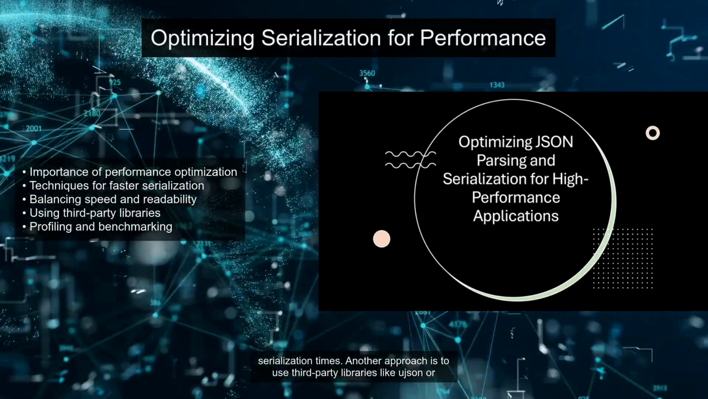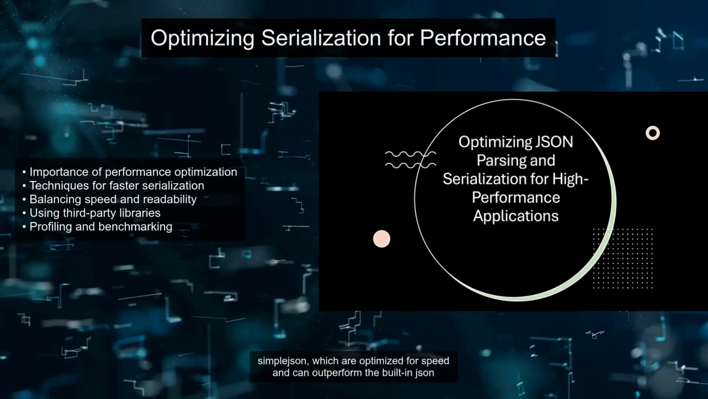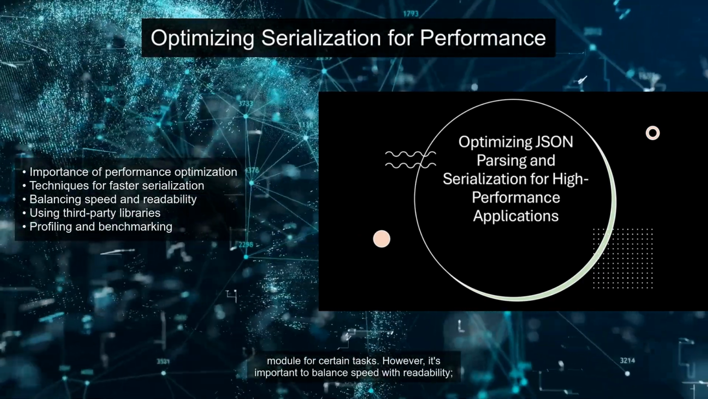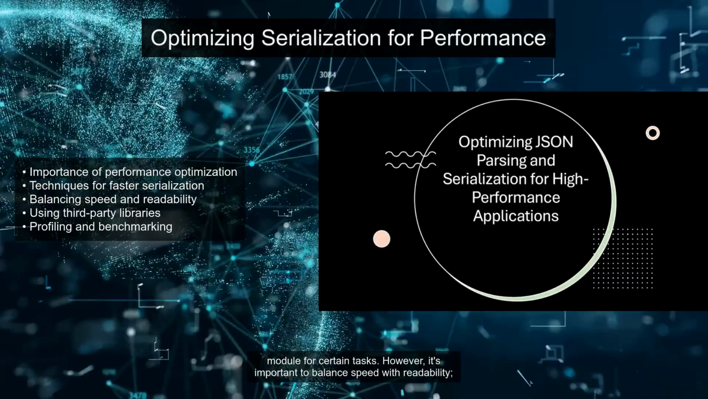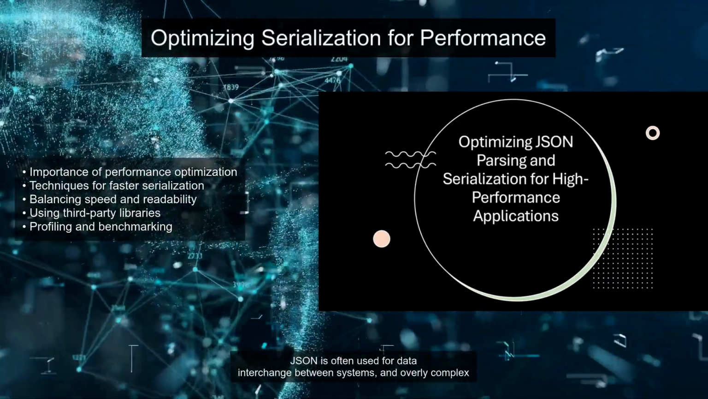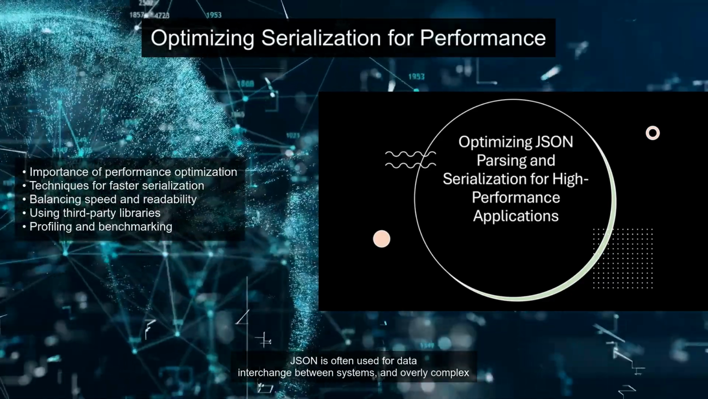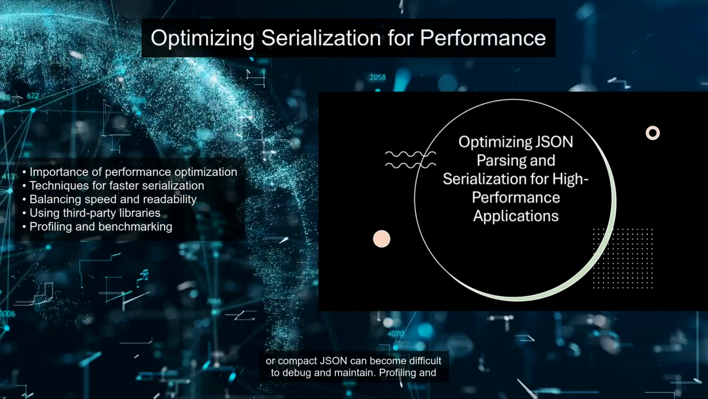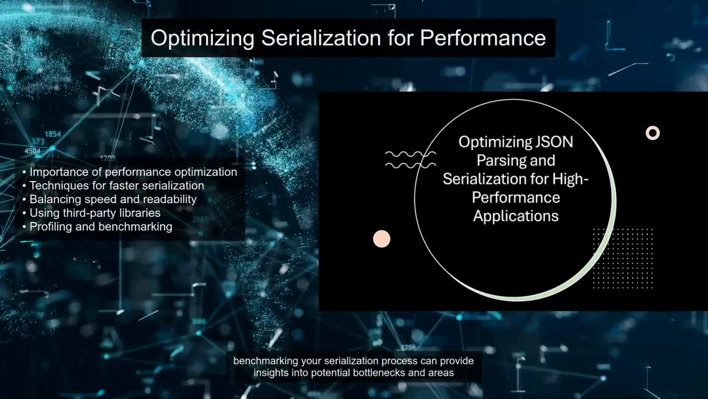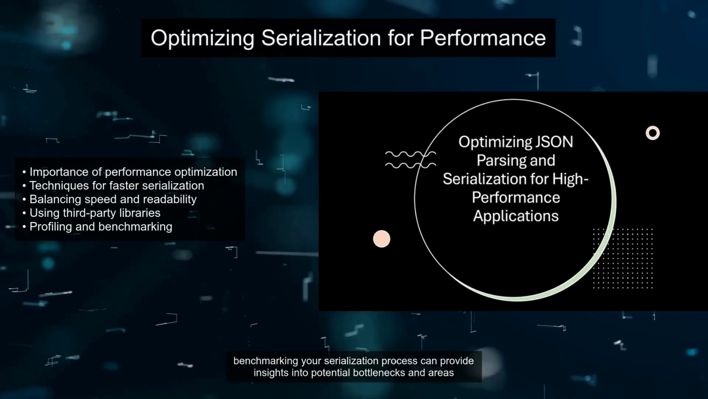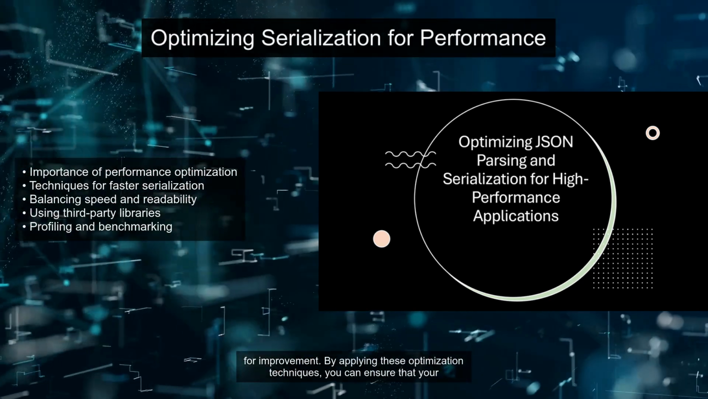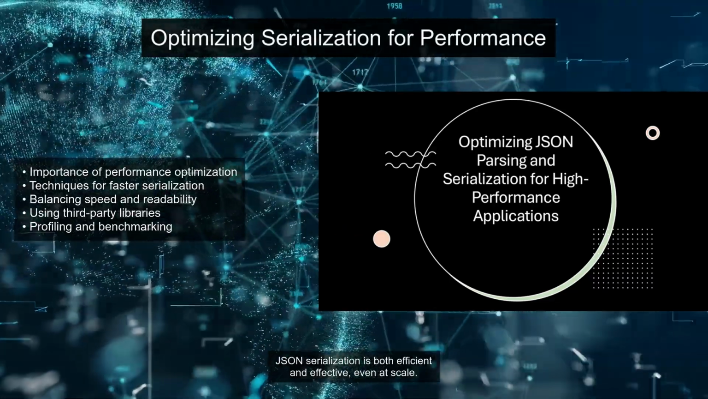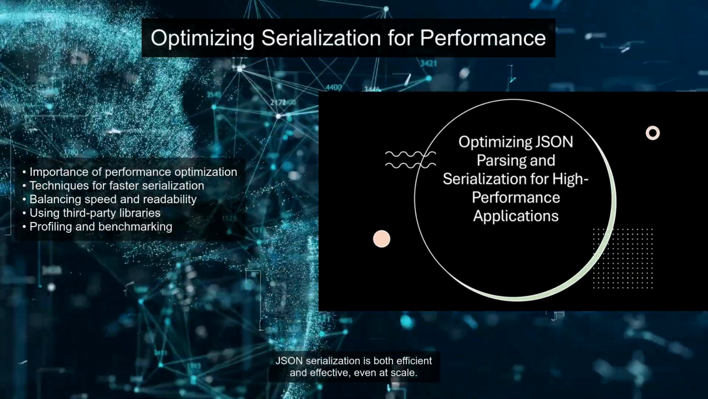Another approach is to use third-party libraries like json or simplejson, which are optimized for speed and can outperform the built-in JSON module for certain tasks. However, it's important to balance speed with readability. JSON is often used for data interchange between systems, and overly complex or compact JSON can become difficult to debug and maintain. Profiling and benchmarking your serialization process can provide insights into potential bottlenecks and areas for improvement. By applying these optimization techniques, you can ensure that your JSON serialization is both efficient and effective, even at scale.